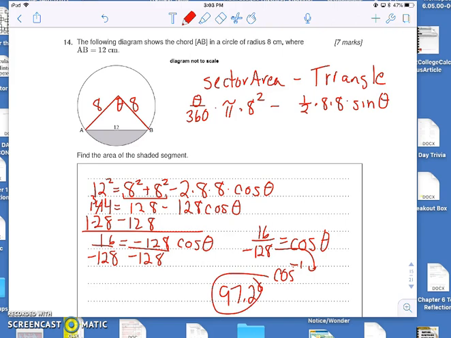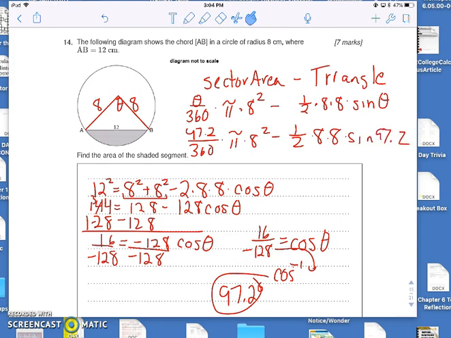So if we go back and plug that in, 97.2, and I'm going to leave you guys to do that. Pi times 8 squared, half 8 times 8 times the sine of 97.2. You would have your answer there.